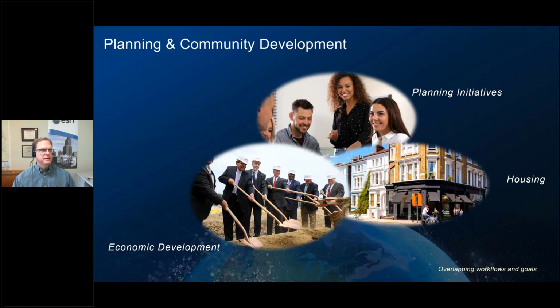Specifically within planning and community development, we're focusing on three main areas here. One would be the traditional planning initiatives. So these would be the day-to-day current planning activities, the rezonings, the variances, the subdivision reviews, and so forth that planners have to deal with on a daily basis, as well as updating things like the comprehensive plan or special projects like a downtown revitalization plan, things of that nature.